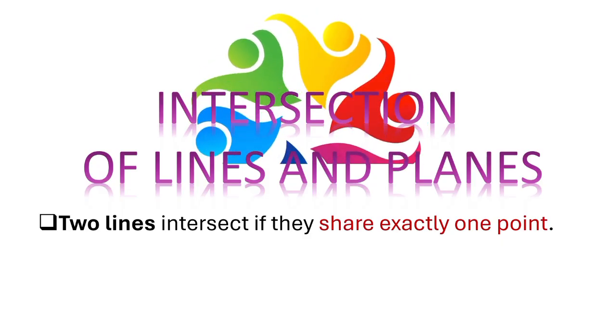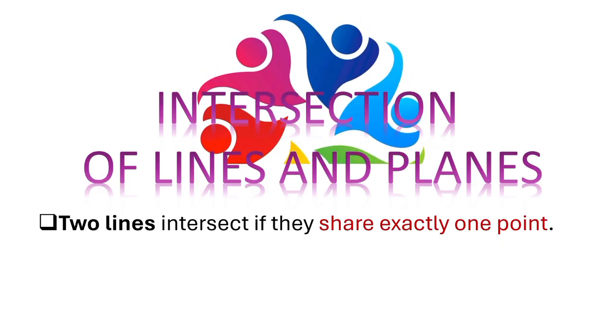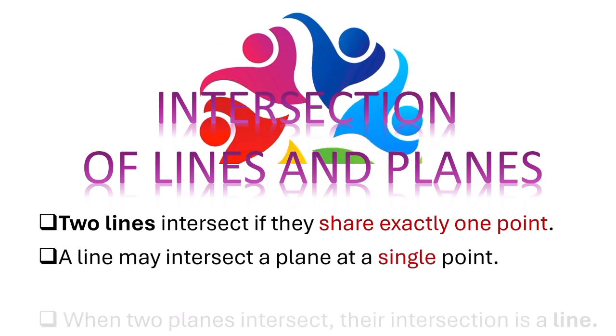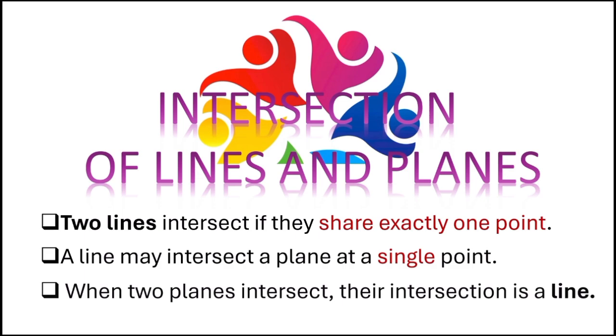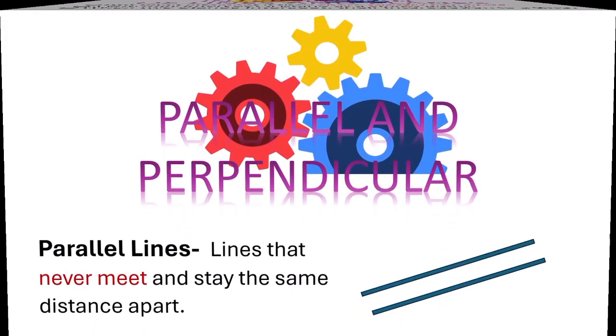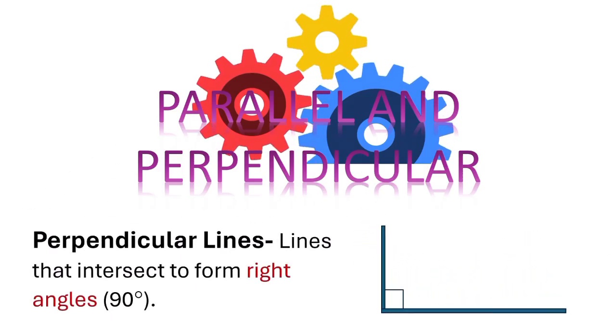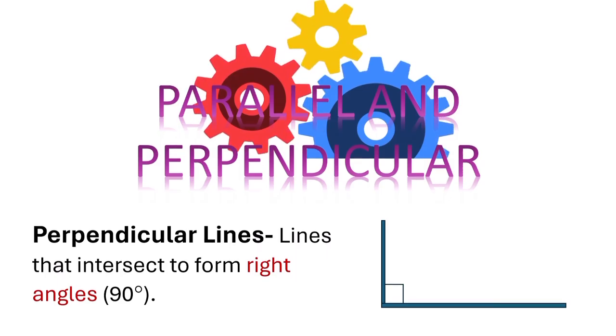Next relationship we have is the intersection of lines and planes. Two lines intersect at exactly one point. When two planes intersect, their intersection is a line. Next is parallel and perpendicular. Parallel lines are lines that never meet, since they have the same slope or steepness. Perpendicular lines are lines that intersect and form exactly 90 degrees.